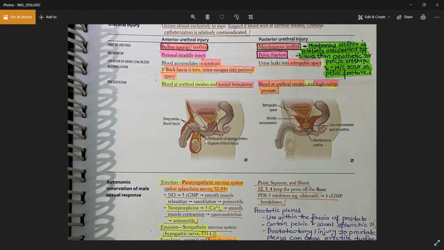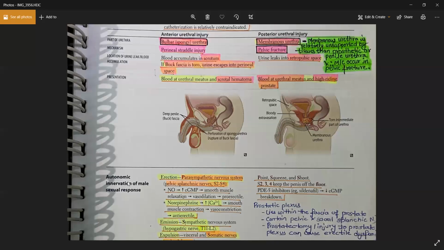If the patient has a direct trauma to the penis, that could be a straddle injury, which will of course be an anterior damage. If the patient has a history of pelvic fracture, that means it will be a case of posterior urethral injury, or it could be damage to the anterior wall of the urinary bladder also, right? Yes. So that's about it.